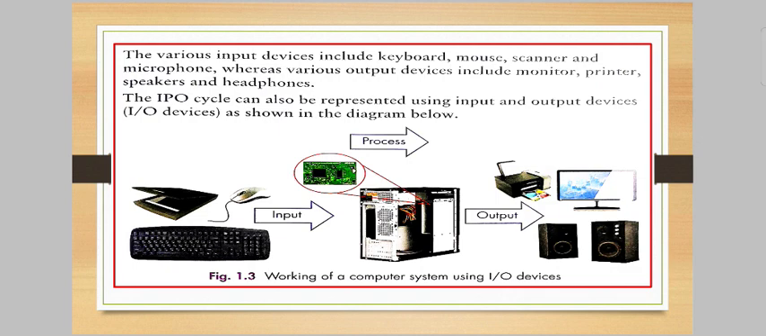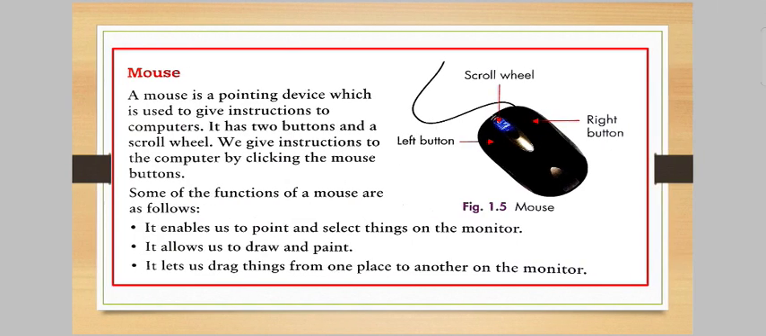Next is mouse. We all know that the mouse is an input device. A mouse is a pointing device which is used to give instruction to the computer, and it has two buttons and a scroll wheel. We give instruction to the computer by clicking the buttons. Here you can see the scroll wheel is in the middle of the two buttons, the left button and the right button. There are two buttons in the mouse: one is the left button, one is the right button.